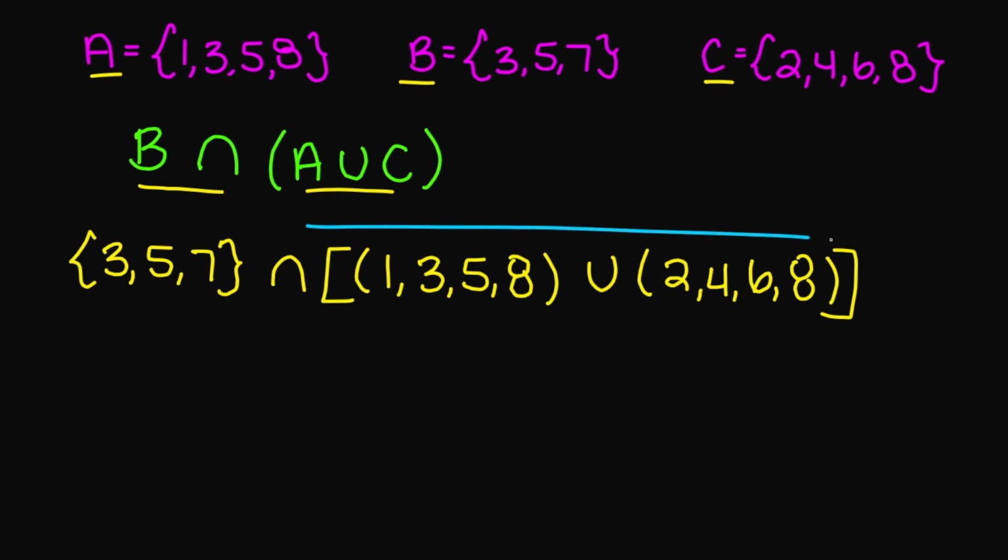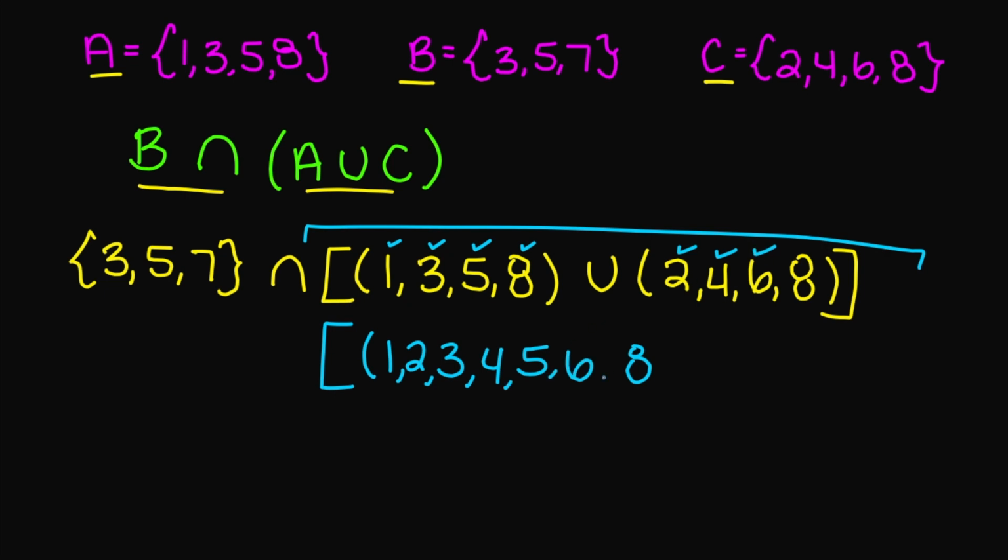So let's solve this side first here in brackets. What is the union between these two sets here? So let's see. We have my 1. We got that. My 3. My 5. My 8. We have this here. And then my second set here, we have 2, 4, 6, and then we have 8, which we already listed here. So the union between my set A and C, which is what we did here, is going to be 1, 2, 3, 4, 5, 6, and 8.